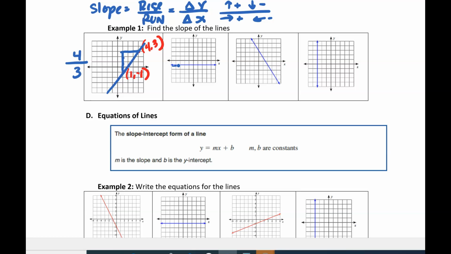Okay, this next one, I've got a horizontal line. Horizontal lines have slope of 0. Okay, this third one, I'm going to locate some points. So that point looks like a good one.